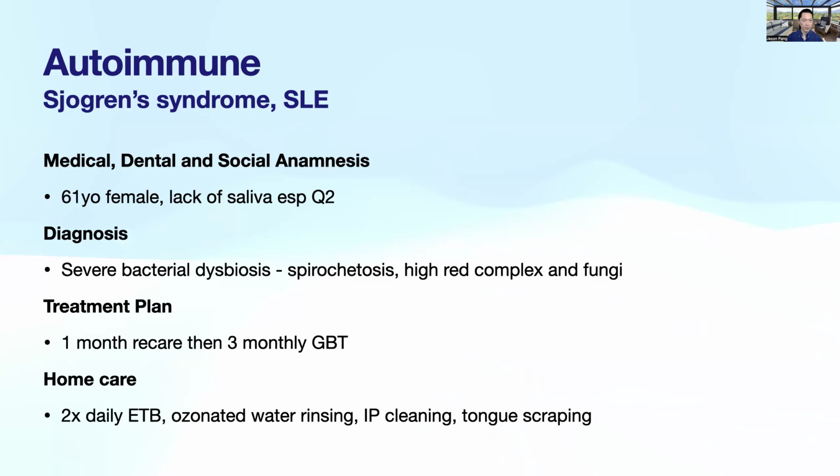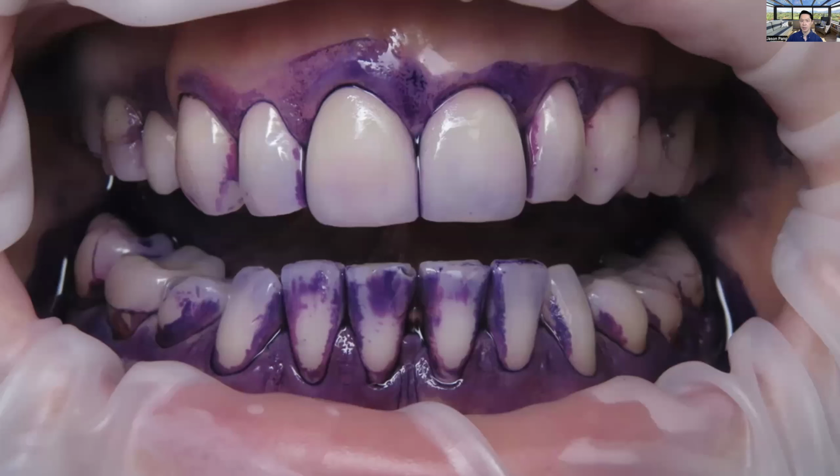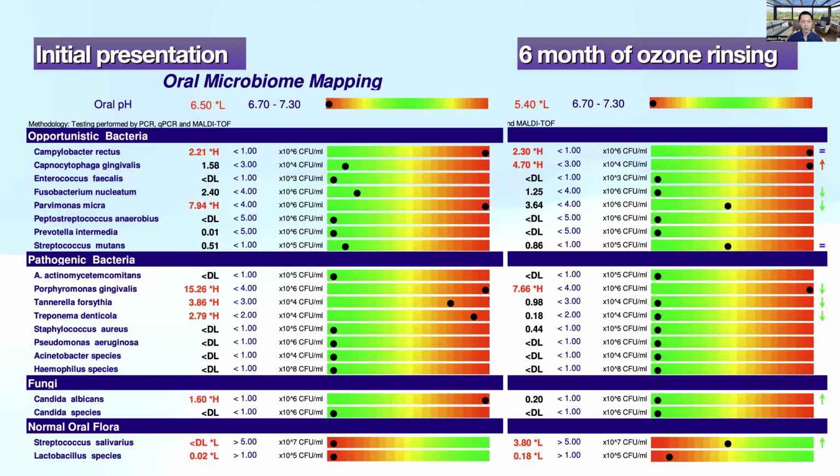So here's a case of what we can consider an autoimmune condition, Sjogren's syndrome, and systemic lupus erythematosus. So the patient feels a lack of saliva. And so when we did the Nutripath testing, we found severe bacterial dysbiosis with lots of spirochetes, high in the red complex, and fungus as well. So we improved her oral hygiene and came up with a treatment plan for cleaning. And so the patient did much better with the cleaning. So all of that is going to improve.